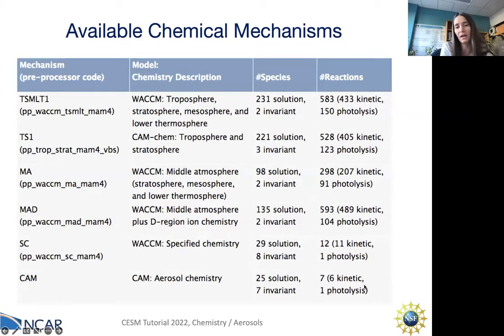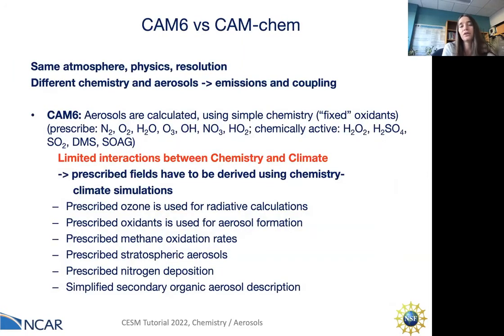And you may wonder, how is it then possible? How can you describe all this complicated chemistry in SC-WACCM and use it? So here's one slide on that. WACCM and CAM-chem have really the same atmospheric physics and resolution. There are differences in the chemistry. And what we usually do is we run WACCM or CAM-chem with the complicated chemistry, and then we just use that information and prescribe these fields in SC-WACCM. So they are not interactive, but often this is sufficient to really look at long climate simulations.